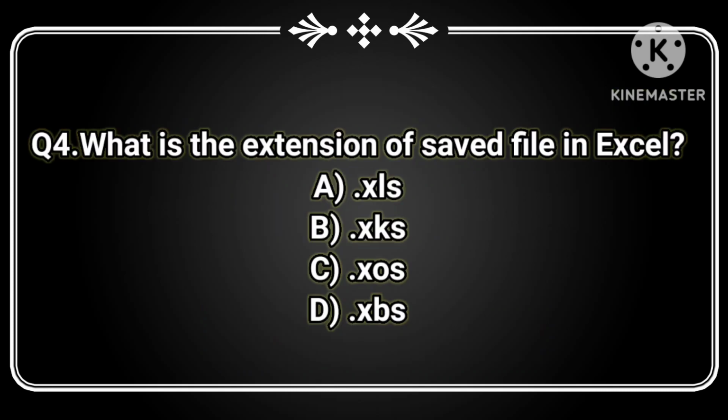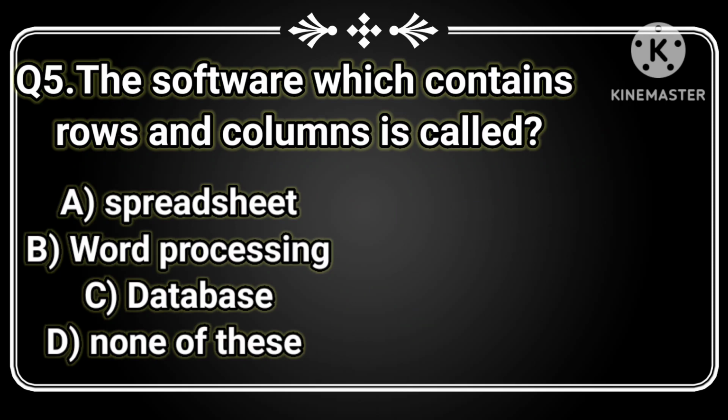Next question is, what is the extension of saved file in Excel? A. .xls, B. .xks, C. .zos, D. .xbs. Right answer is option A, .xls. Next question. The software which contains rows and columns is called?